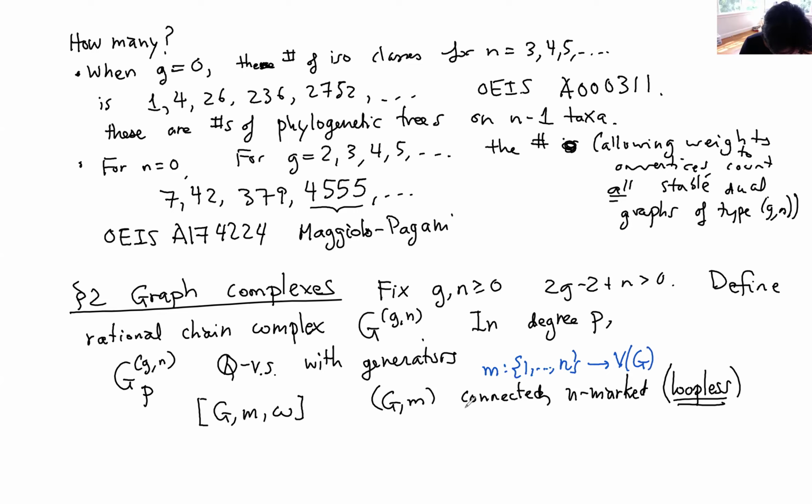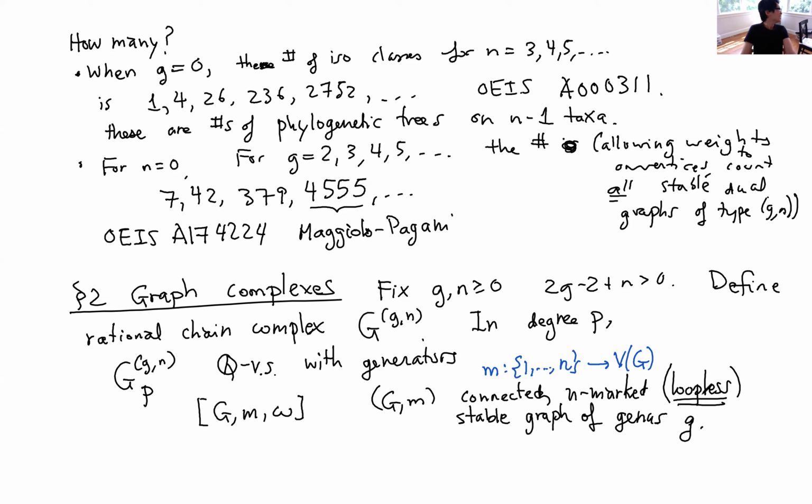Okay, well, sorry, let me finish this sentence. So we take all connected n-marked loopless stable graphs of genus G. So this loopless thing, you can allow loops or you can disallow them, and it's a non-trivial proposition that the results will be the same. So in order to make some of the exercises in the exercise session just a little less painful, I've decided to prohibit loops. Is that okay?